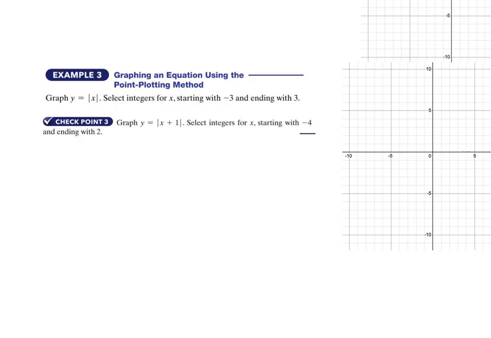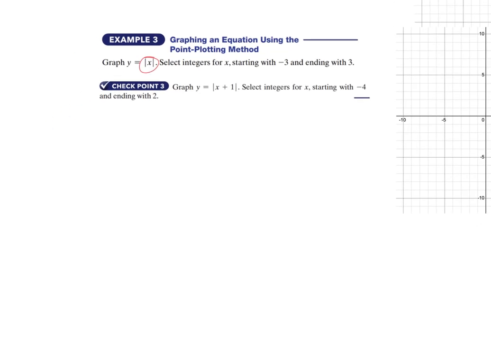All right, example 3. So we're going to use the point plotting method again. We're going to graph y equals the absolute value of x. We don't have a ton of space here, so we're going to use part of this for example 3, and you can use part of this for checkpoint 3.